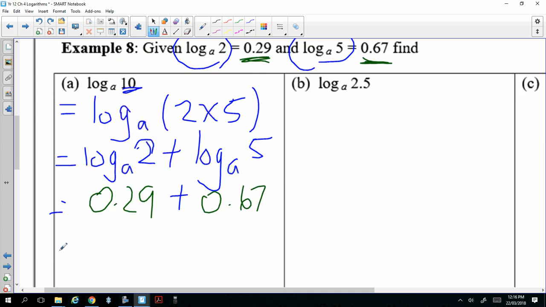See if you can work it out. Write it as a fraction.